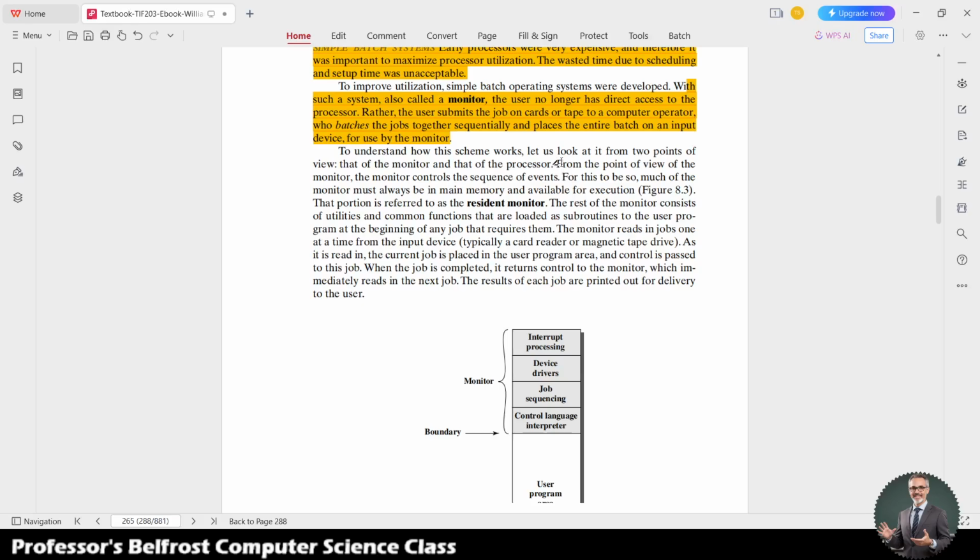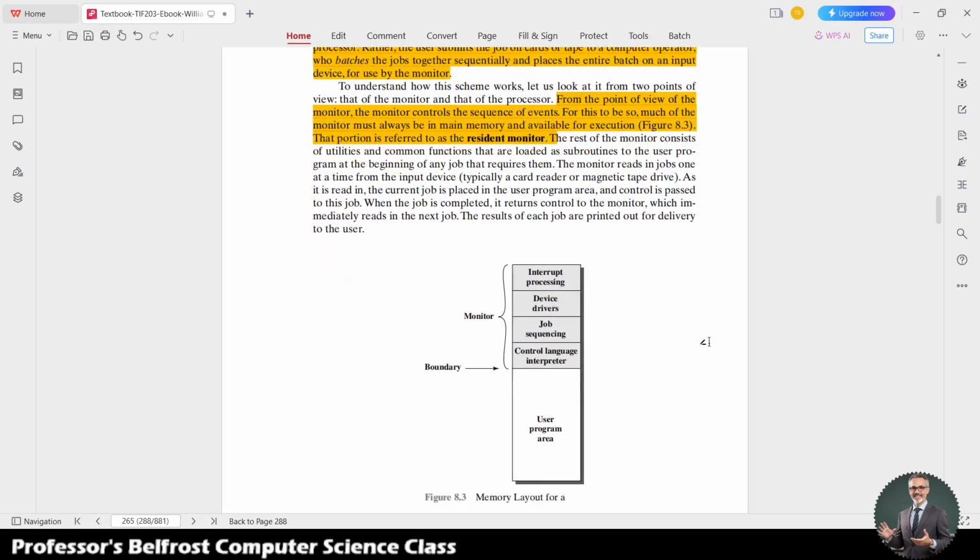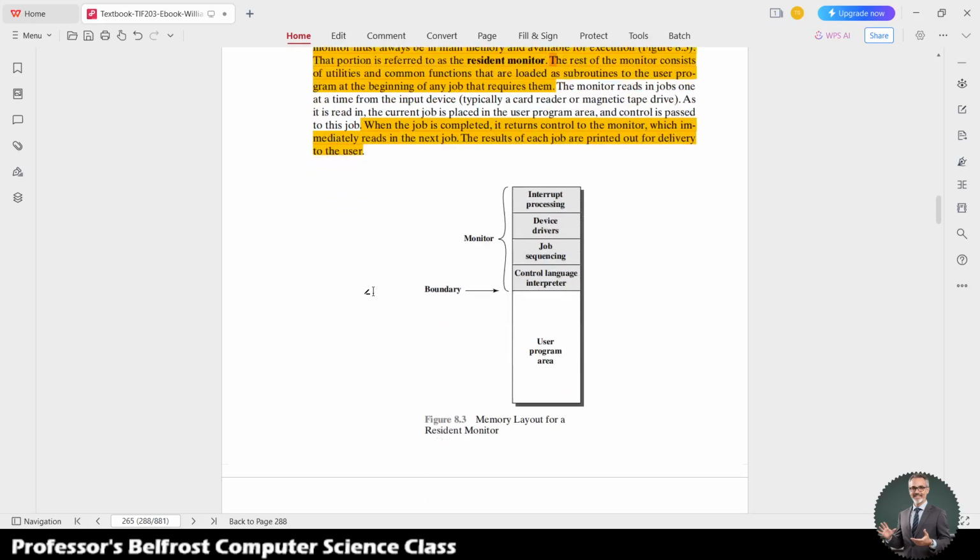and much of the monitor must always be in memory and available for execution. This is called the resident monitor. The rest of the monitor consists of utilities and common functions that are loaded as subroutines to the user program at the beginning of any job that requires them. When the job is completed, it returns control to the monitor, which immediately reads the next job, and the results of each job are printed out for delivery to the user.